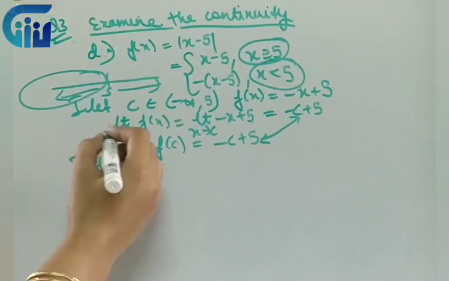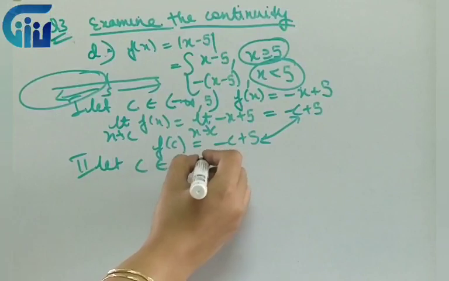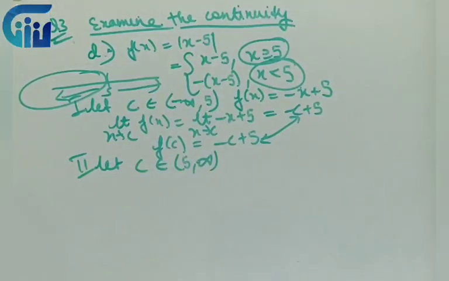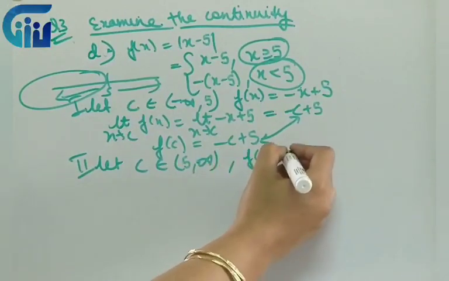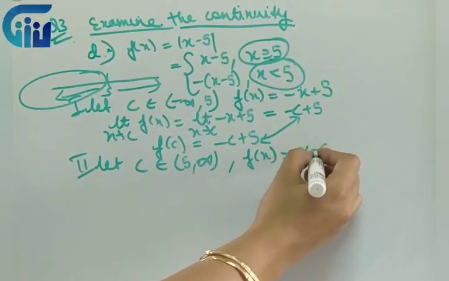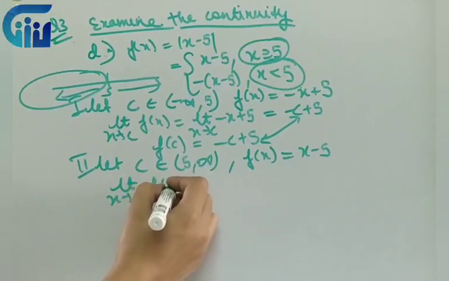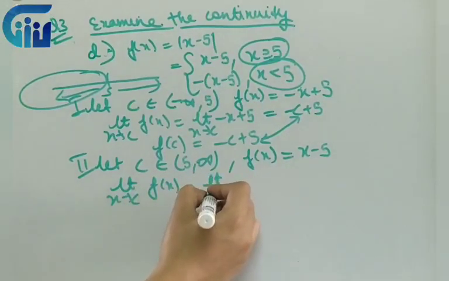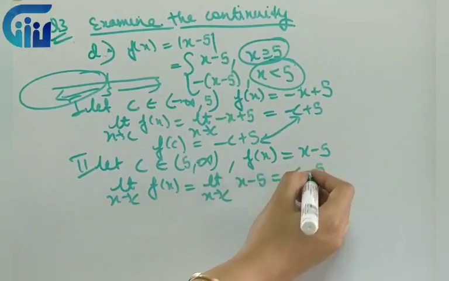This is case 2. We will say let c be a real number from 5 to infinity. Right? So it is not 5, but it is greater than 5. It can be 100, it can be 1000, it can be lakh, 10 lakh, any number c. Again, for all these values, the function will be x minus 5. So again I will say limit x tending to c f(x) is equal to limit x tending to c of x minus 5, which is c minus 5.